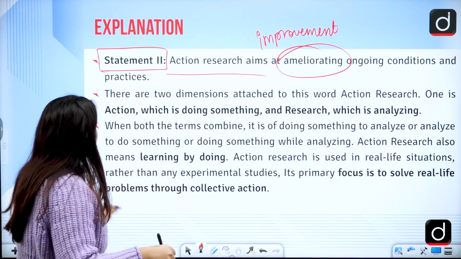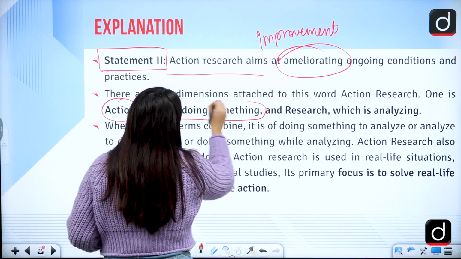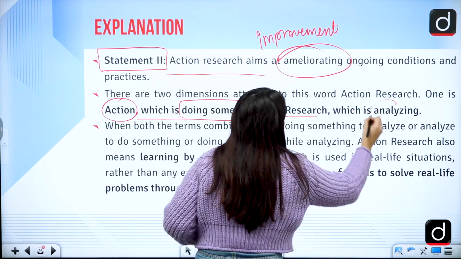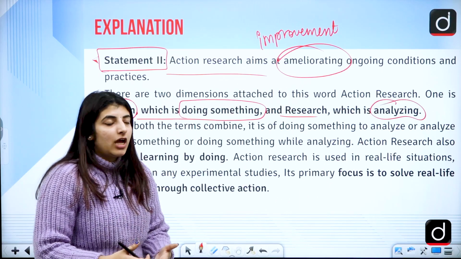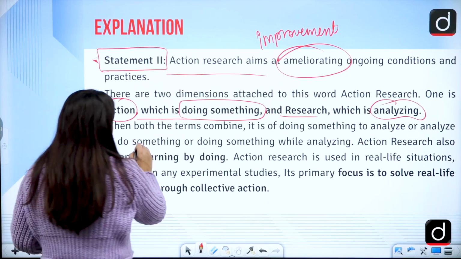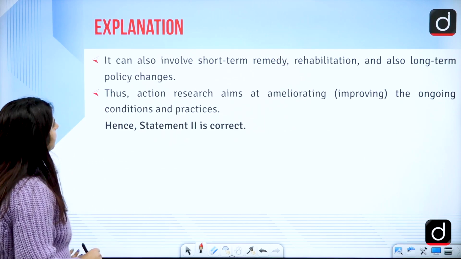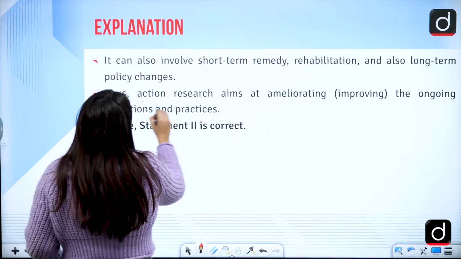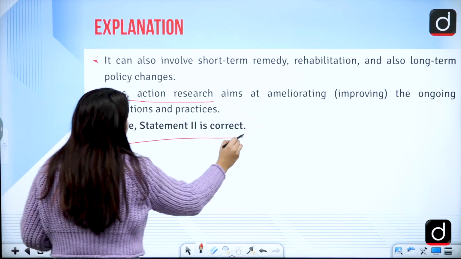So coming here, as the name suggests, action, which is doing something, and research, which is analyzing. This research analyzes by the action. We have talked about the cycle of research that we have here and how it is a learning by doing. Right? So action research aims at improving certain situations. Hence, statement 2 is correct.